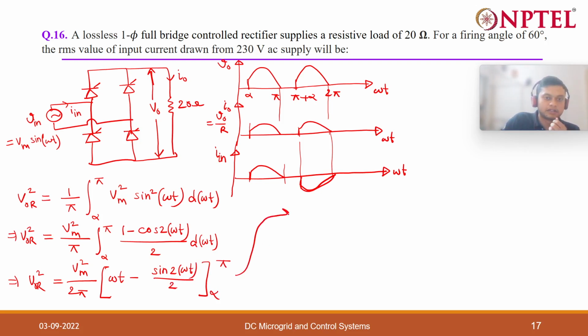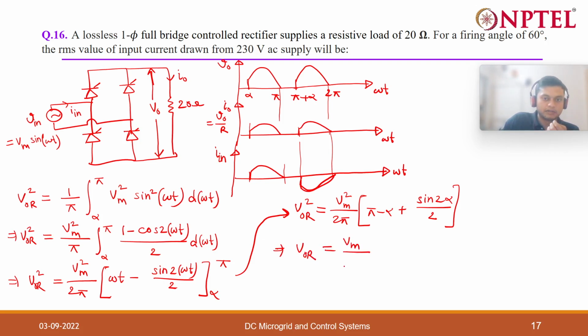So from here we can write V naught RMS squared as Vm squared divided by 2 pi, into pi minus alpha plus sine 2 alpha divided by 2, because sine 2 pi is 0. If we take the square root on both sides, we get Vm divided by root 2 into root of pi minus alpha plus sine 2 alpha divided by 2, all to the power 1 by 2.